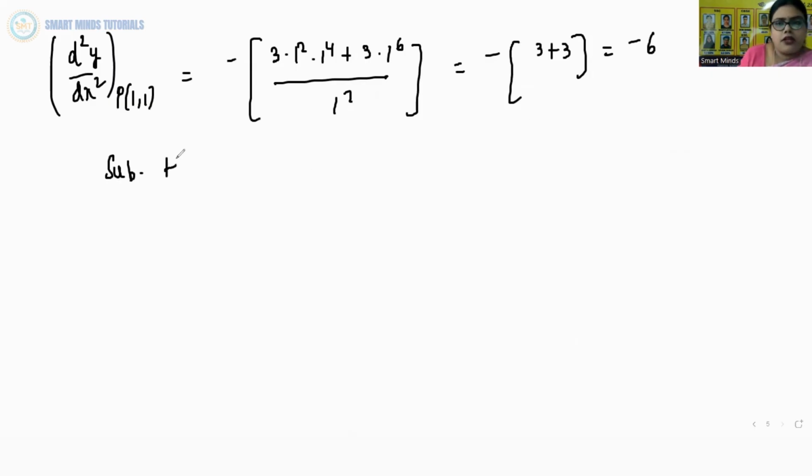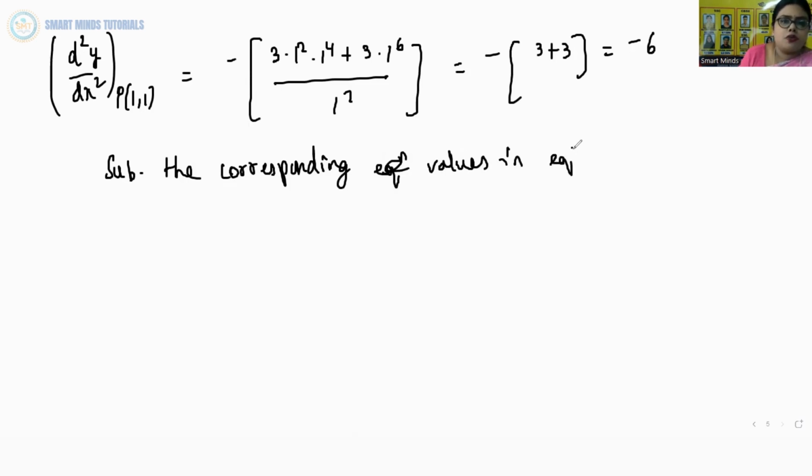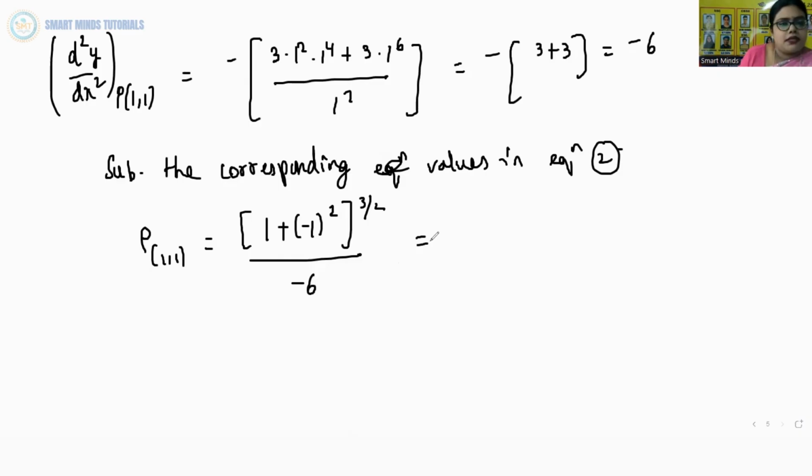Now substituting the corresponding values in equation number 2. Equation number 2 is the radius of curvature formula. So rho at 1, 1 is equal to 1 plus minus 1 whole square whole power 3 by 2 by minus 6. That is 2 power 3 by 2 by minus 6. So if you find this value, this is square root of 8 by minus 6. So if you solve this value, you will get minus 0.47.